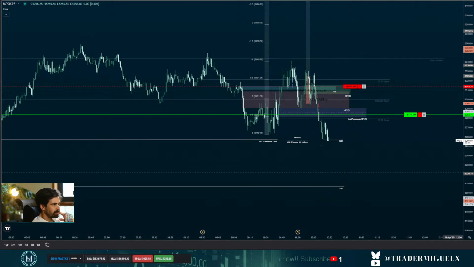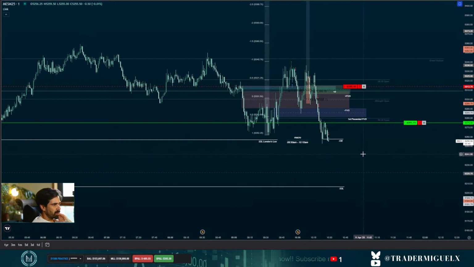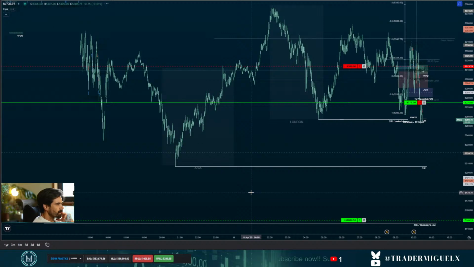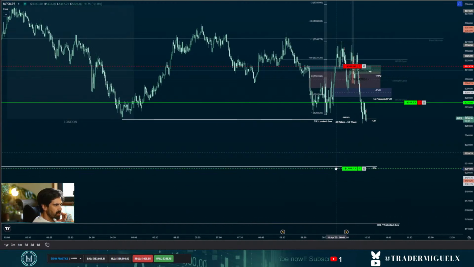There we go. So at this point, I will allow another micro because we formed this order block, which might protect us. And as you can see, the reaction from London lows was not that harsh. So we might expect eventually lower prices. We have Asia low here, down as well.